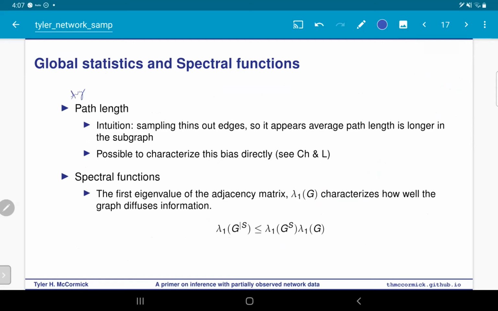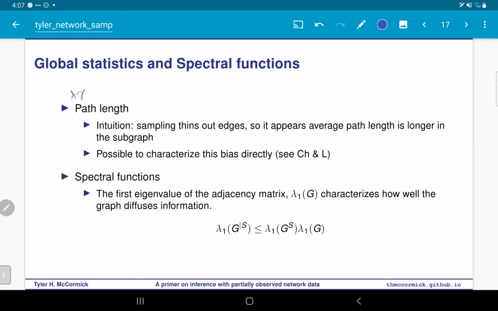The intuition here is what I alluded to earlier, which is that in the subgraph, it's going to look like the average path length is longer than it actually is. And that's just because you're thinning out a bunch of edges. So you're essentially removing a bunch of the really short paths that you would otherwise be observing. And so when you go to compute the average, you're looking at something that looks bigger than it actually is. There is a direct correction, again based on the sampling rate, in the work by Chandrasekhar and Lewis that I refer you to if you're interested in that explicit form. I didn't put this in here because it's a bit involved.